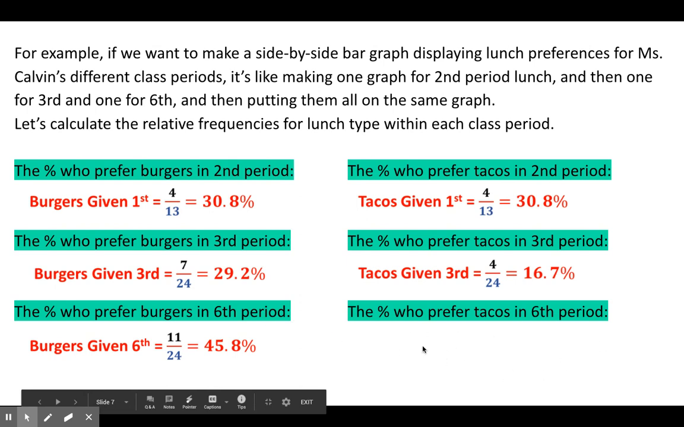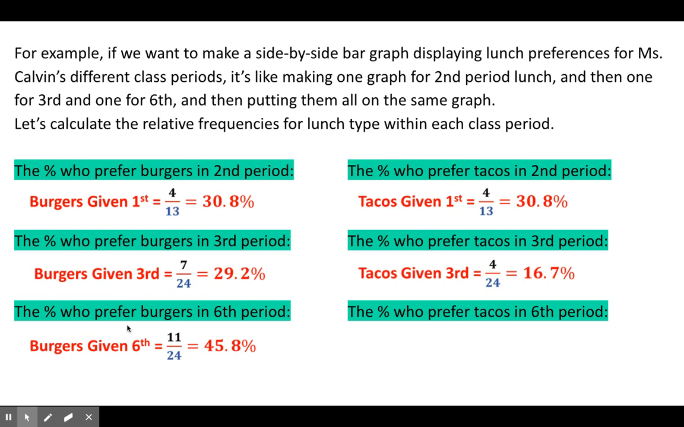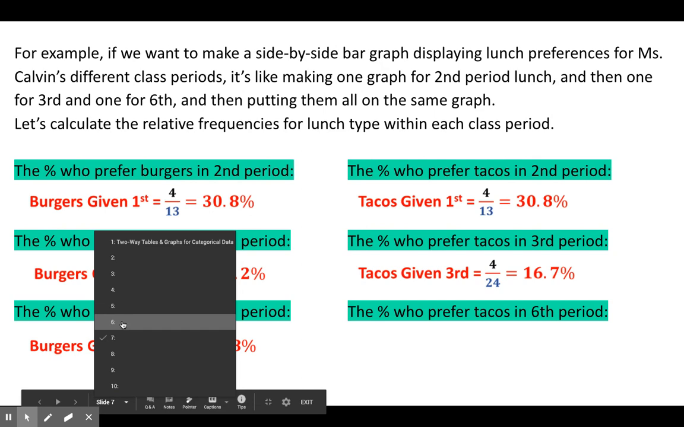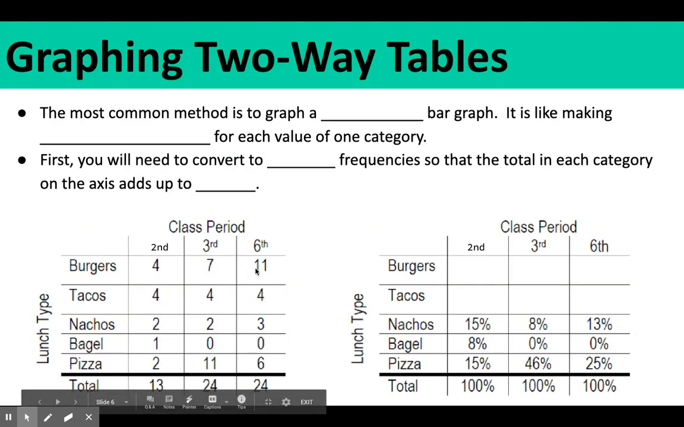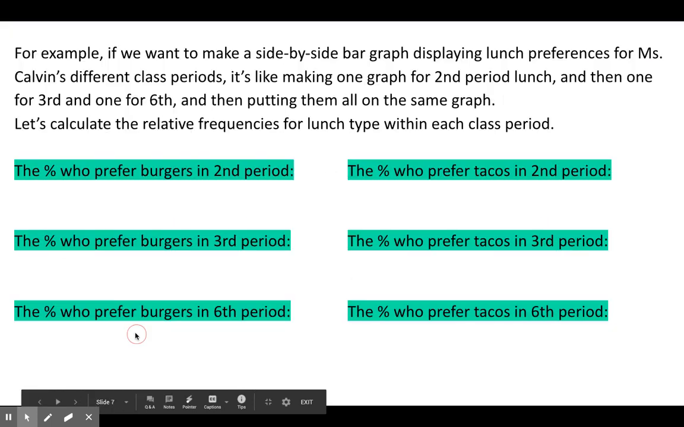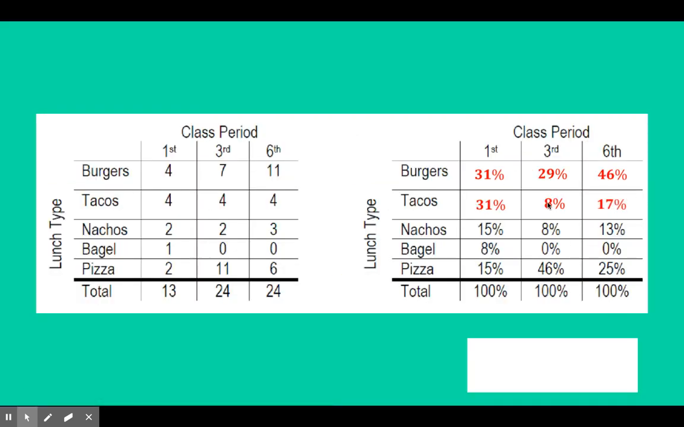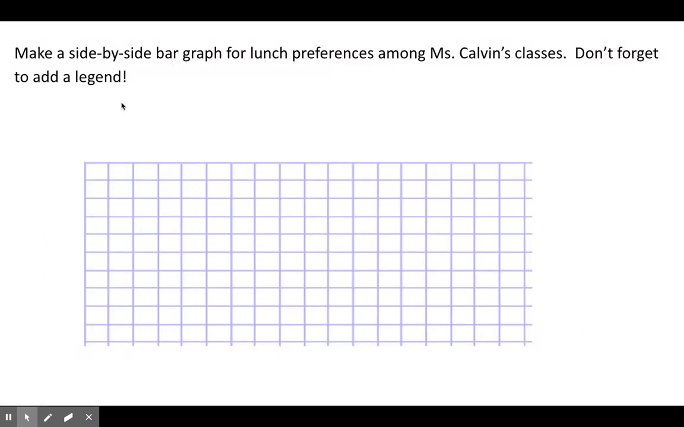If we get to this last one, I did the percent of sixth period who prefers burgers for you. The percent of sixth period that prefers tacos would be 4 out of 24. So 11 out of 24 prefer burgers, 4 out of 24 prefer tacos. I just did the nachos, bagel, and pizza for you to move through this a little faster. Once we do that, this is now our relative frequency table, and what I can do with that is turn it into a bar graph.